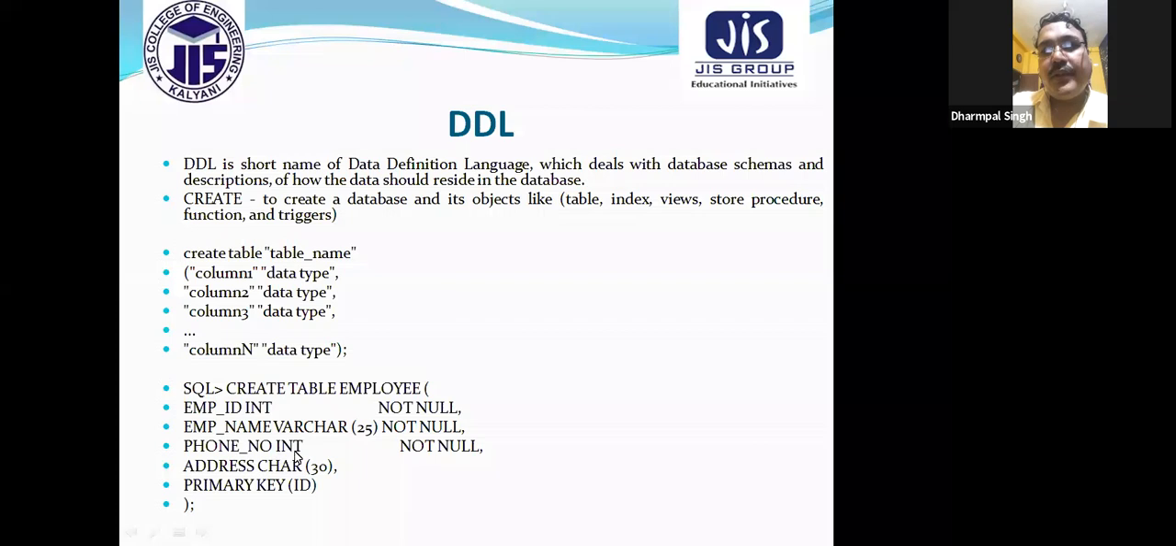Phone number is also integer, so it is also not null. And then you can say address, character type, and the primary key is the ID of the employee. In this way, we have to create. So the create command we can use in this way. Okay.